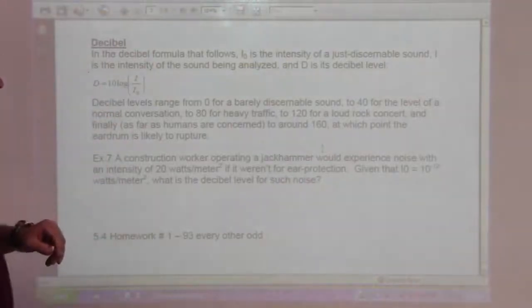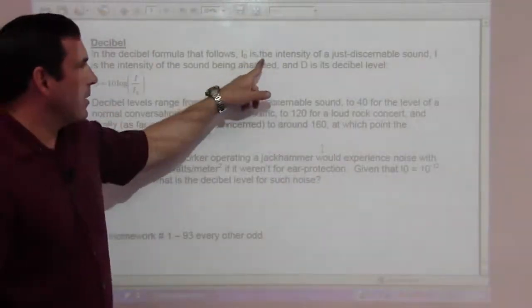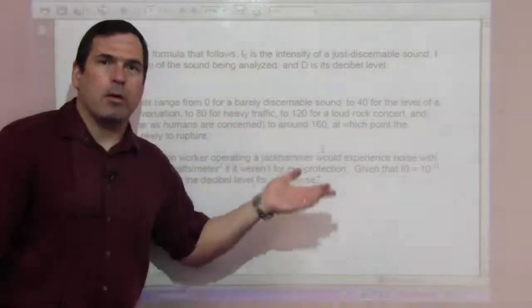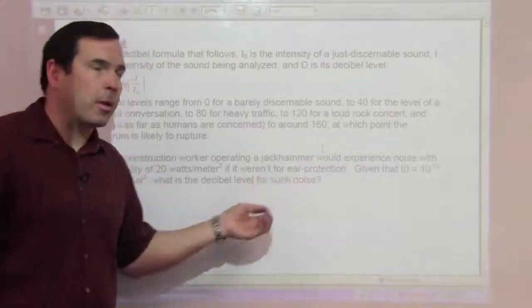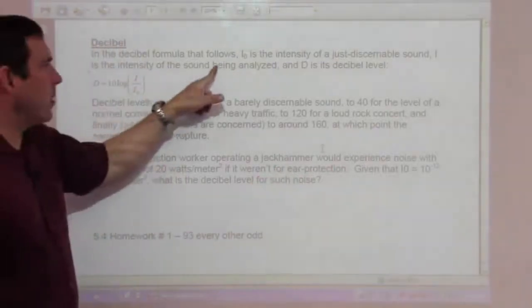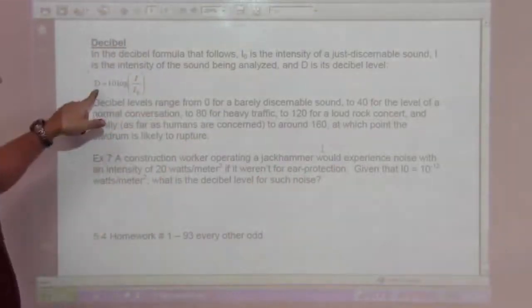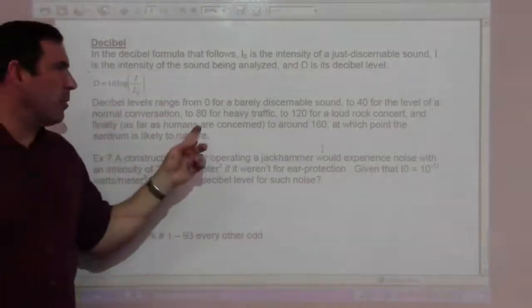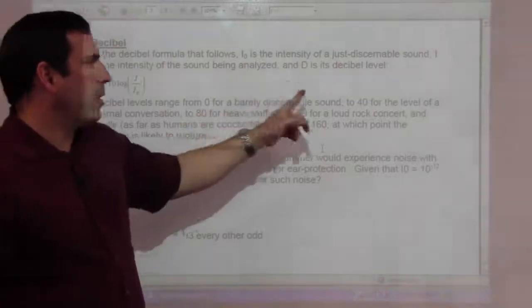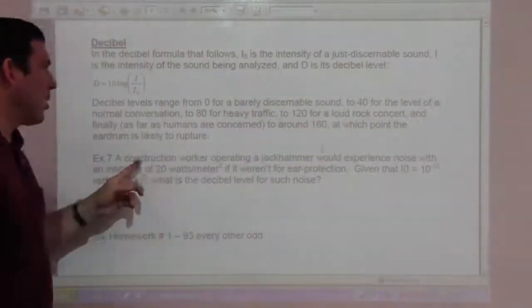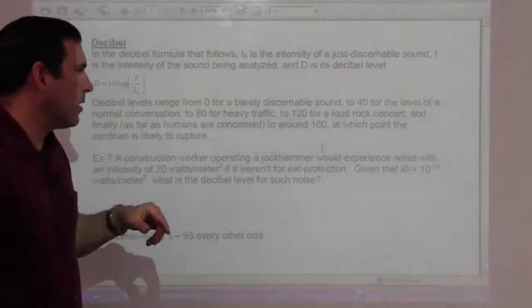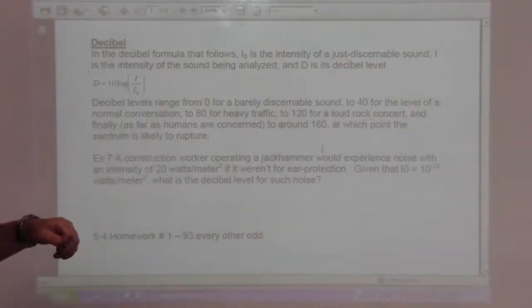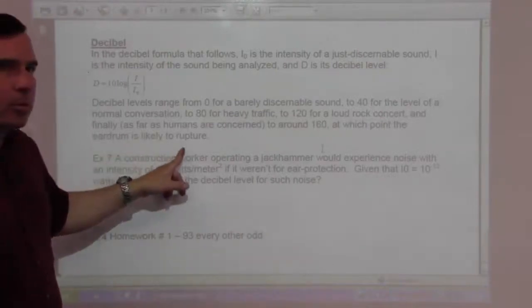Okay, in the decibel formula that follows, I sub 0 is the intensity of a just discernible sound, just like I sub 0 in the previous problem, where the application was a barely discernible earthquake. I is the intensity of the sound being analyzed, and D is the decibel level. So here D equals 10 times log of I over I naught. Decibel levels range from 0 for a barely discernible sound to 40 for the level of a normal conversation to 80 for heavy traffic, 120 for a loud rock concert, and finally, as far as humans are concerned, around 160, at which point the eardrum is likely to rupture.